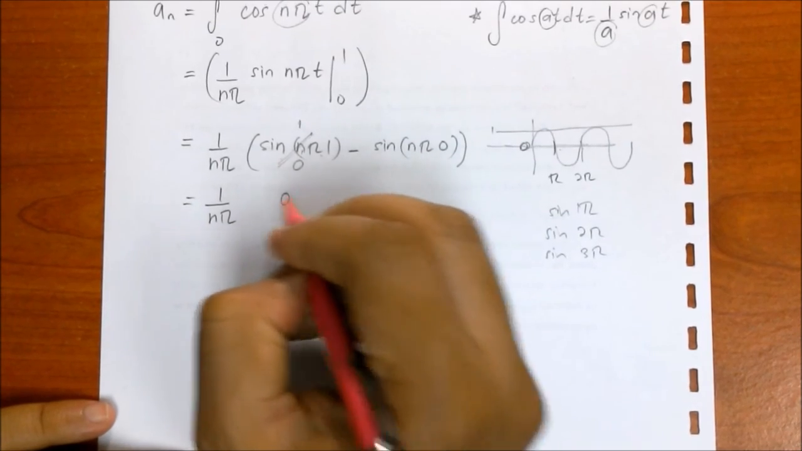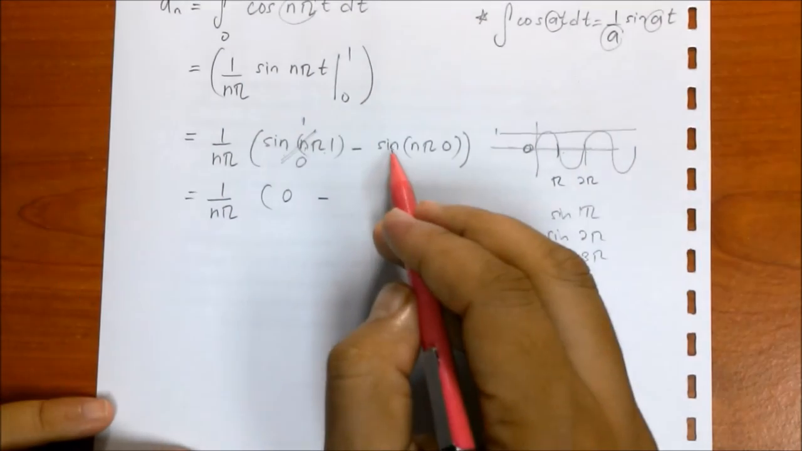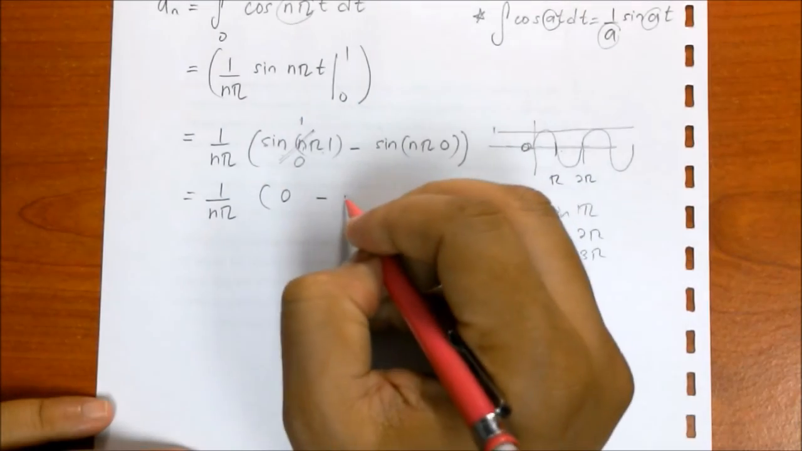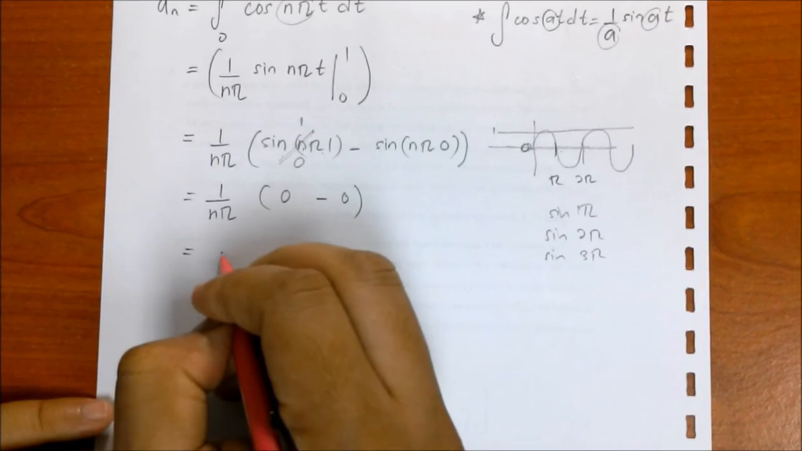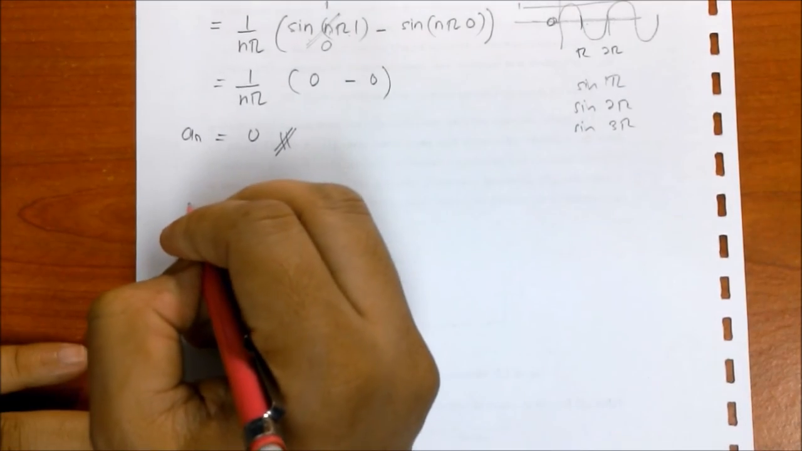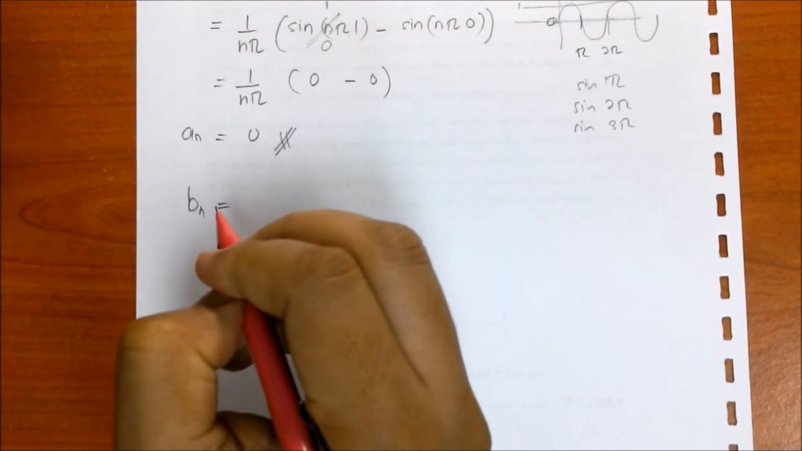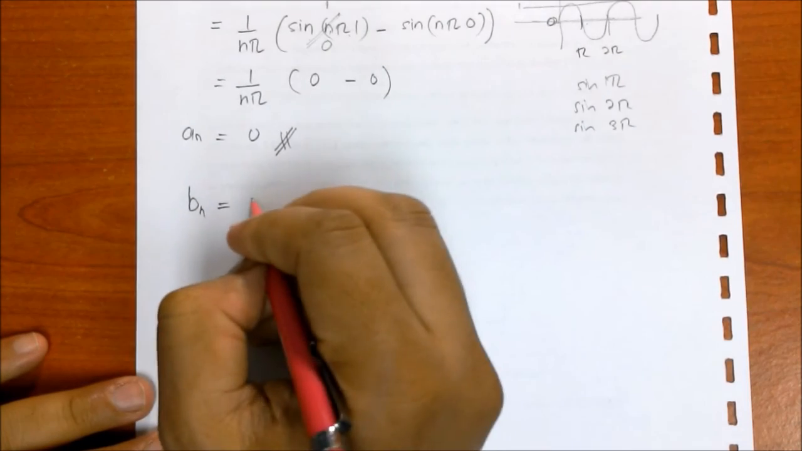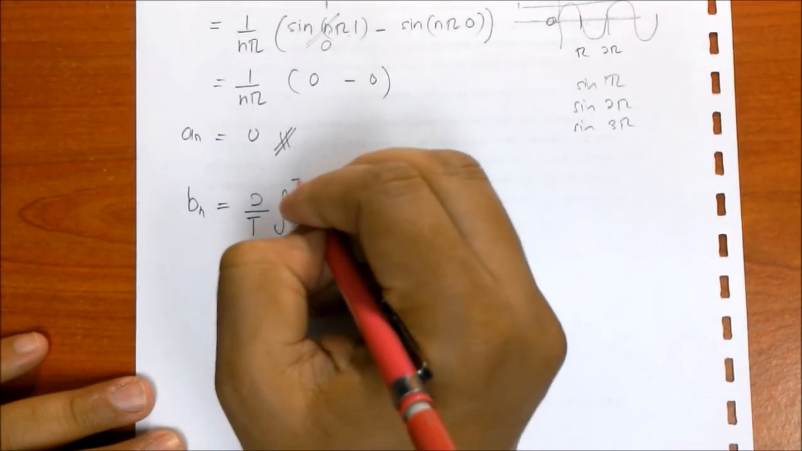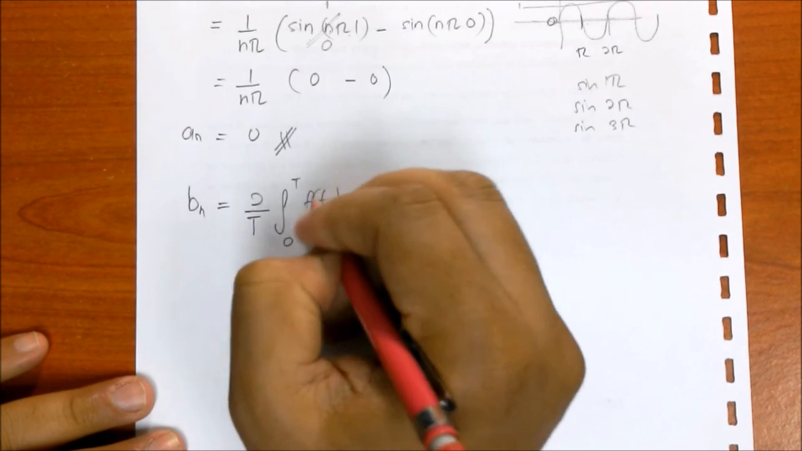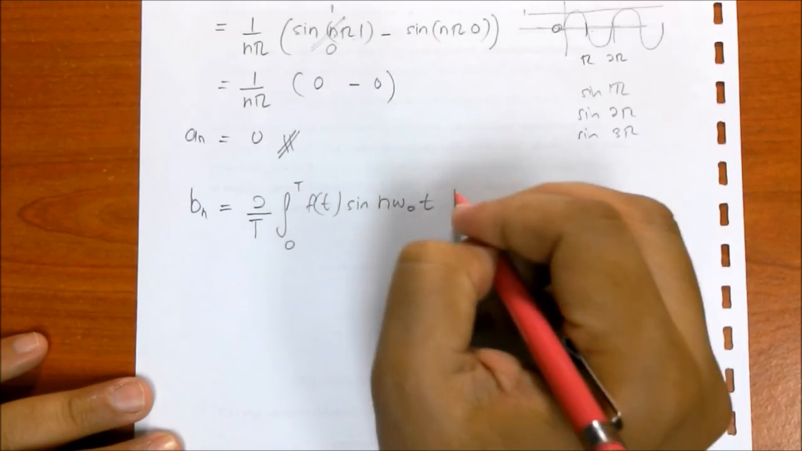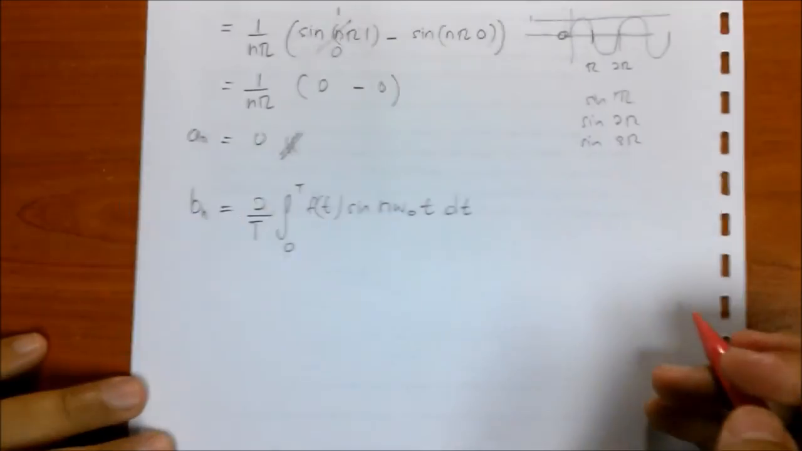So we get 0 here minus sine 0, sorry, sine 0 is 0. Okay, so we get 0 here for an. So next we want to find bn. So for bn, the equation is 2 over T integration of f(t) sine n omega naught t dt from 0 to T.